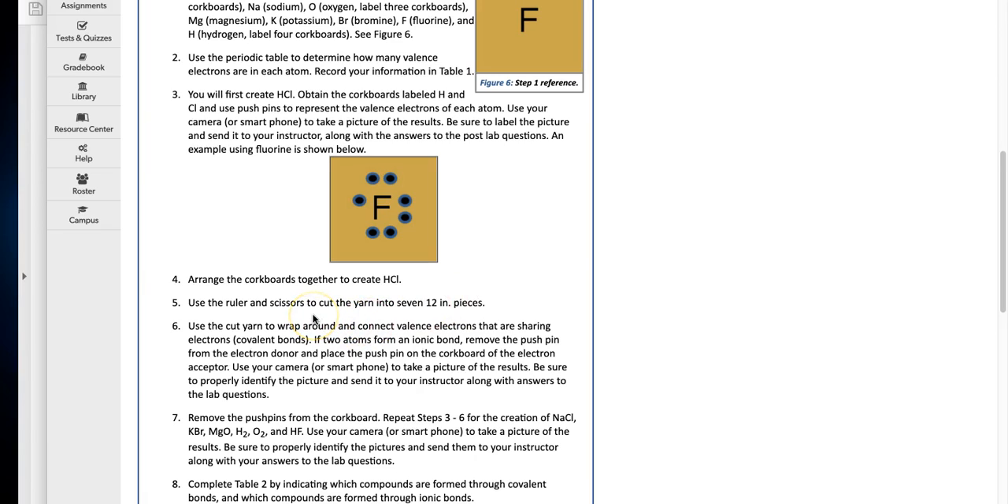All right, now what you're going to do, so you're going to have pieces of yarn. You're going to wrap around and connect valence electrons that are being shared, and that only happens in covalent bonds.